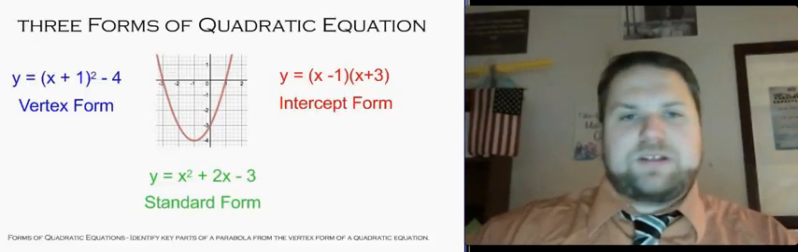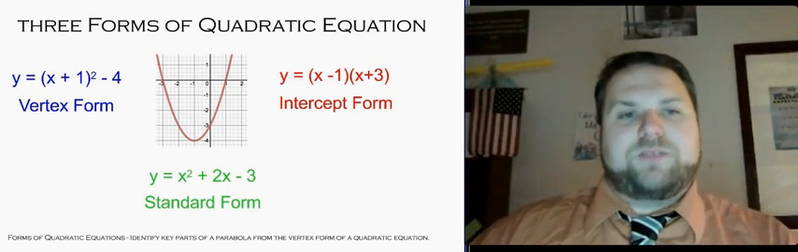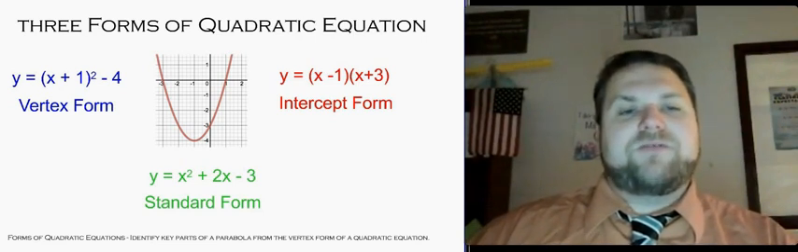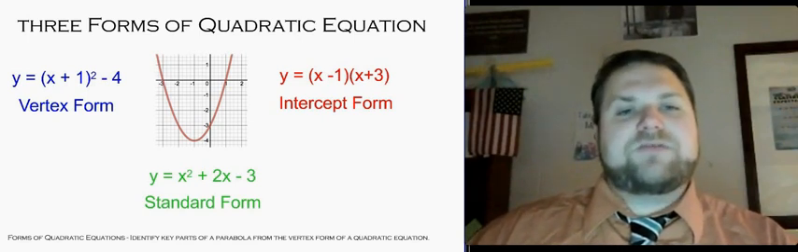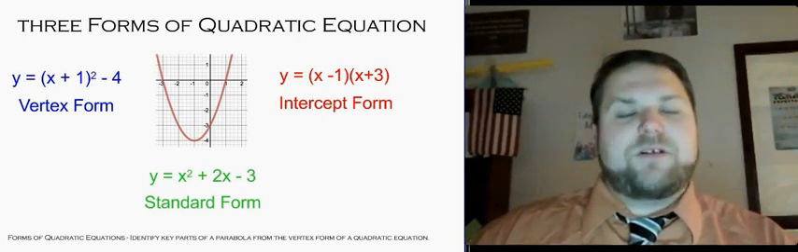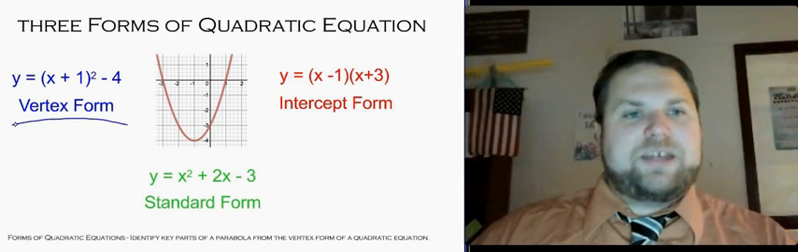So first, let's talk about these three forms of quadratic equation. Now we're only going to focus on vertex form here, but there are three different types: vertex form, intercept form, and standard form. We're going to talk about all three, but right now our focus is just going to be on vertex form.